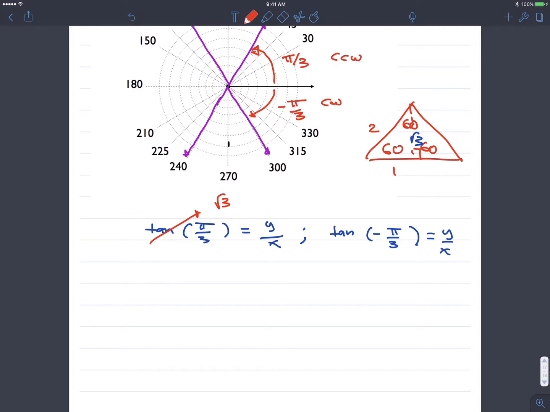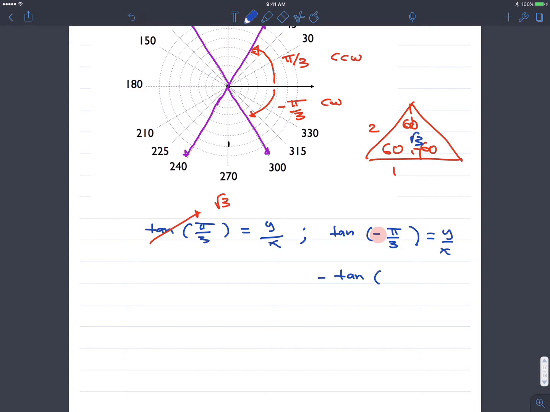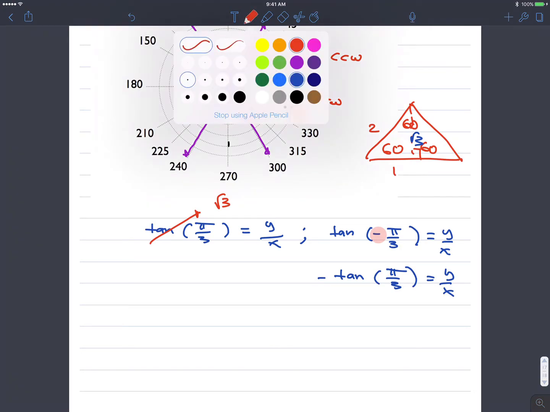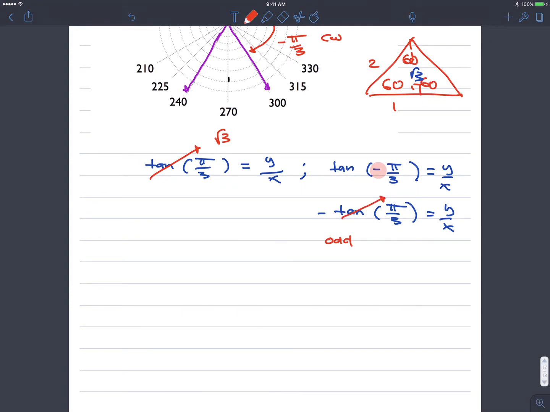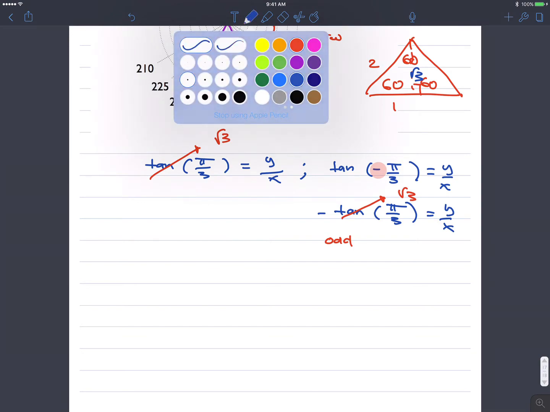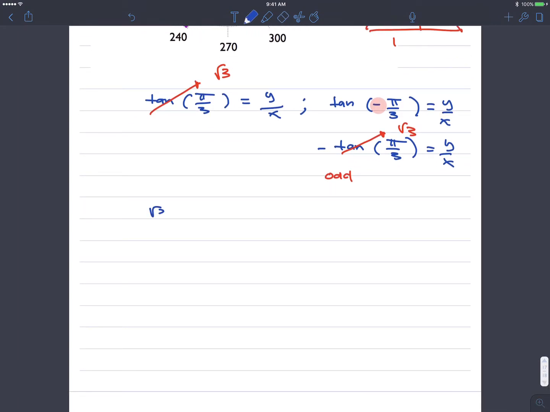I want to point out a detail here. Tangent here, we have that negative value. If you remember, I can pull out that value and say this is minus tangent pi over 3 y over x, because tangent is an odd function. Tangent's odd. There's a nice property. I'm going to replace tangent pi over 3 with the square root of 3. Here's what we have. The square root of 3 in one case is y over x. And if we write it all down here, we have minus square root of 3 in the other case is y over x.